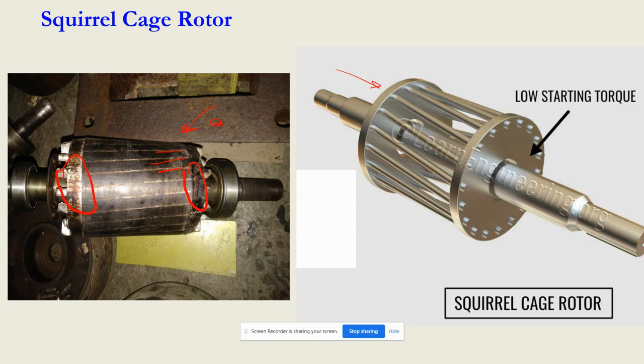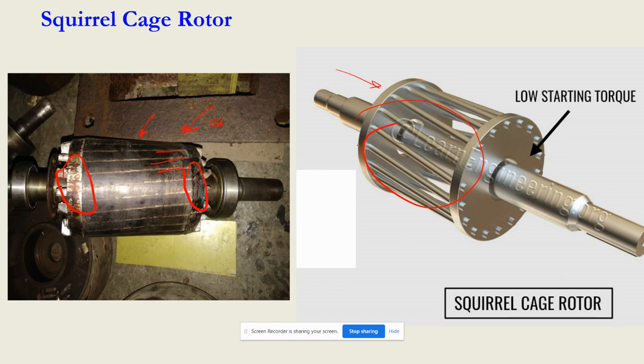The benefit of this end ring is that it forms a permanently short circuited winding which is indestructible. That is, you cannot modify it. So the entire construction, that is bars and end rings, gives you a squirrel cage, and hence the name. The name is squirrel cage rotor because this structure forms a cage like structure.